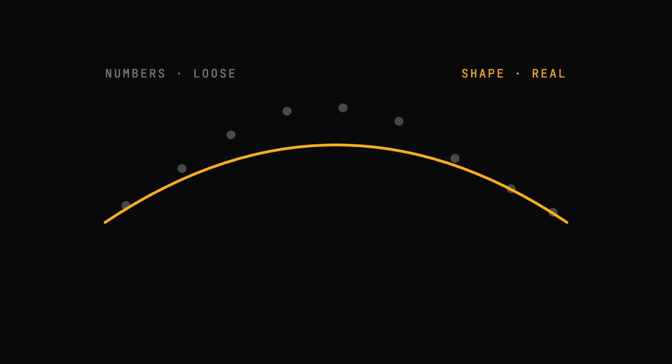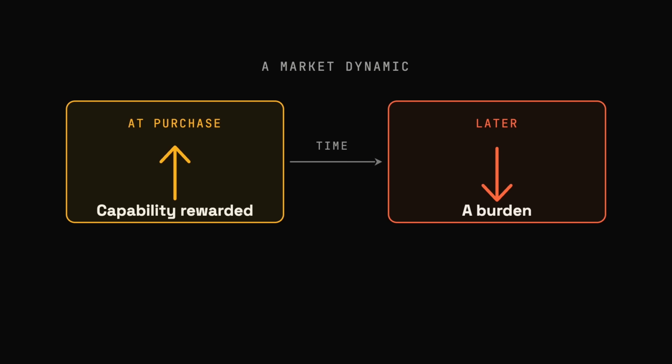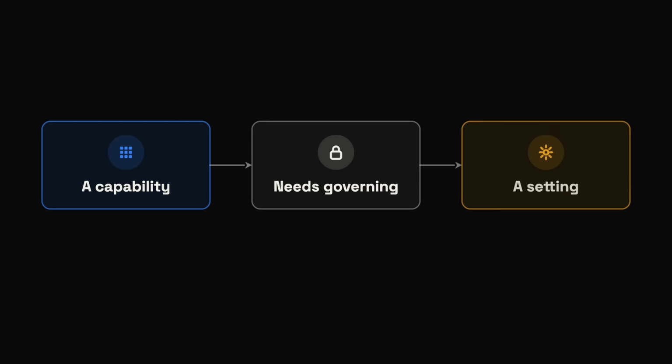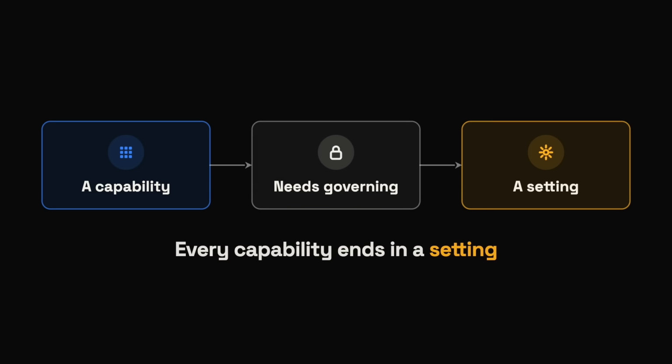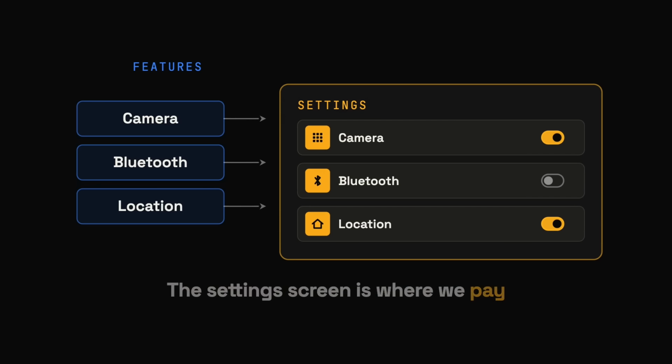Again, this is a study where we might need to treat the numbers loosely. But the shape of the findings does explain something very real. There's a bit of a market dynamic there where people reward capability at the moment of purchase. But then these capabilities become a burden. And every capability we have in any system eventually needs governing, which means that it needs settings. And the settings screen is where we pay the price for the features that we have.